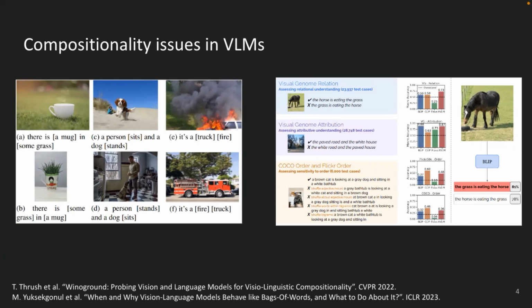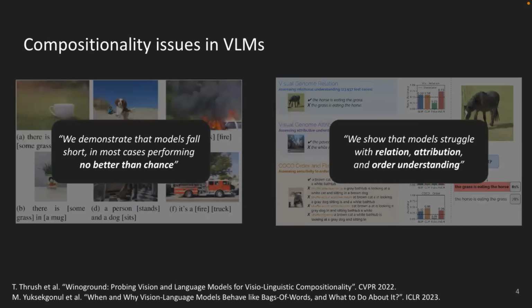So I won't go into the details of the benchmarks, but I can just report some of their main findings. It's interesting that for Winoground, the outcome was that most of these algorithms, when they perform matching, perform at the level of random chance. And then also for the ARO benchmark, their conclusion was that CLIP and vision language models really struggle with attribution and understanding relationships.